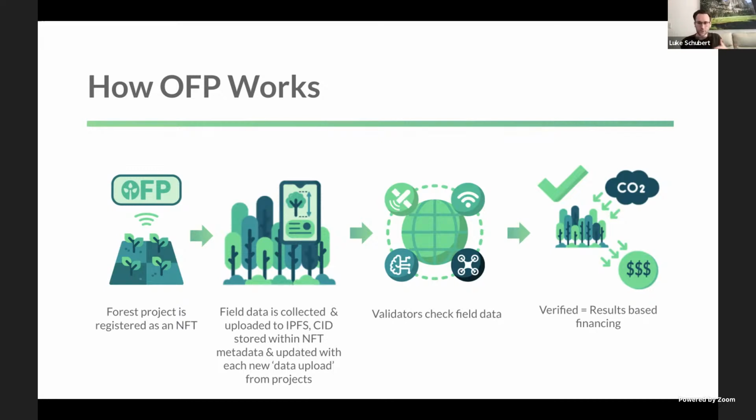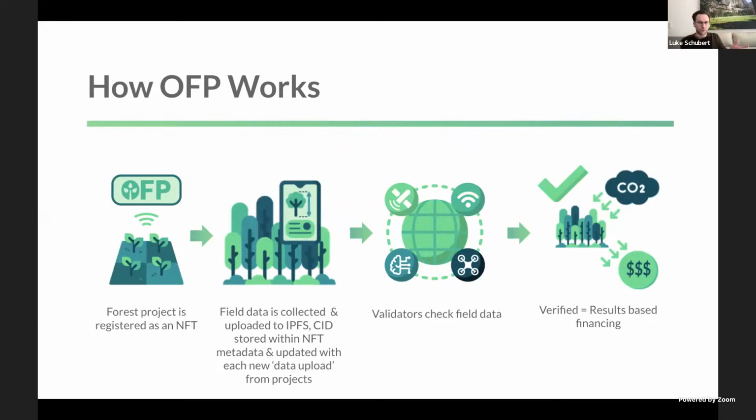So if you own this forest project, if you're operating it, you can do that yourself, or you can hire people to do that. We have a pretty easy system in place to facilitate the delegation of that responsibility. But once you collect that data, you submit it to the Open Forest Protocol dashboard.